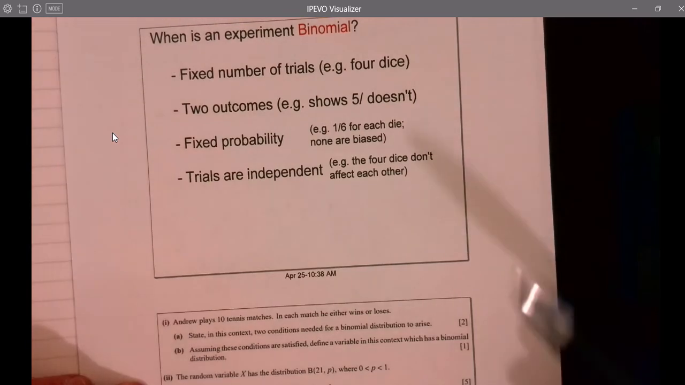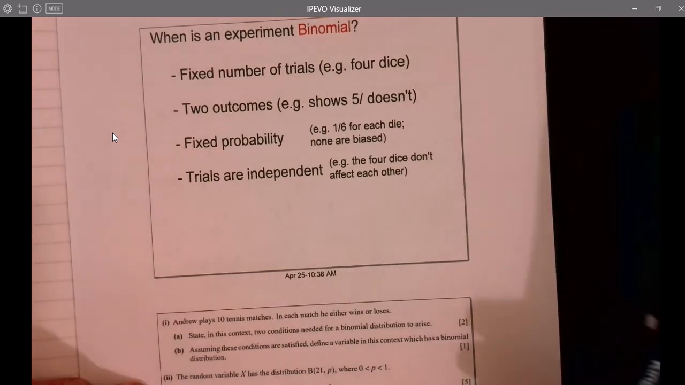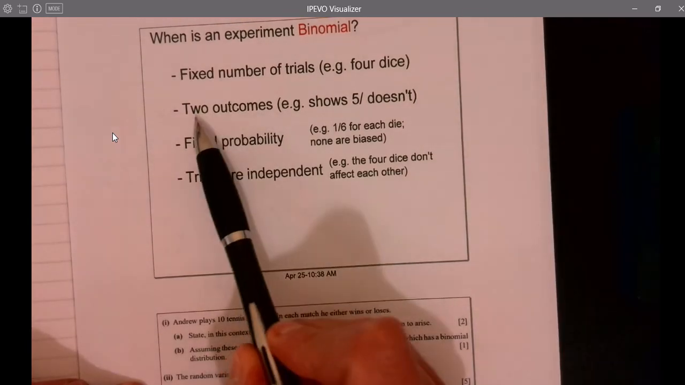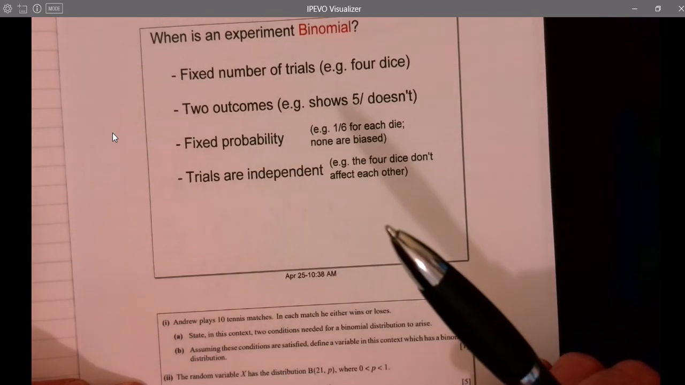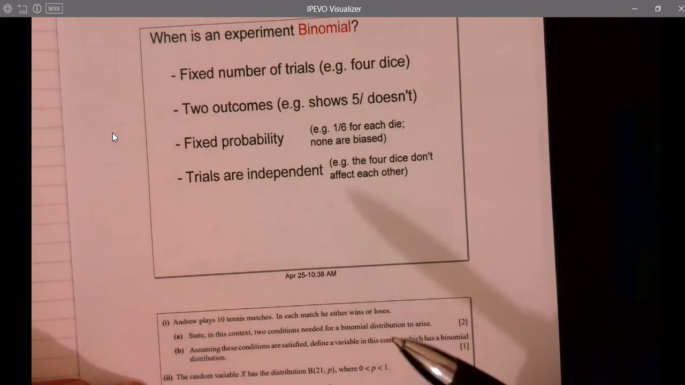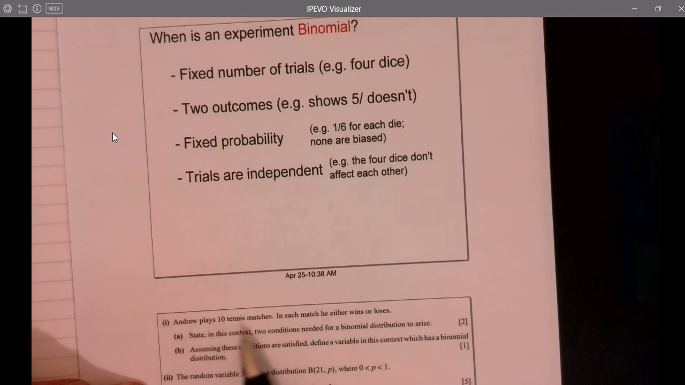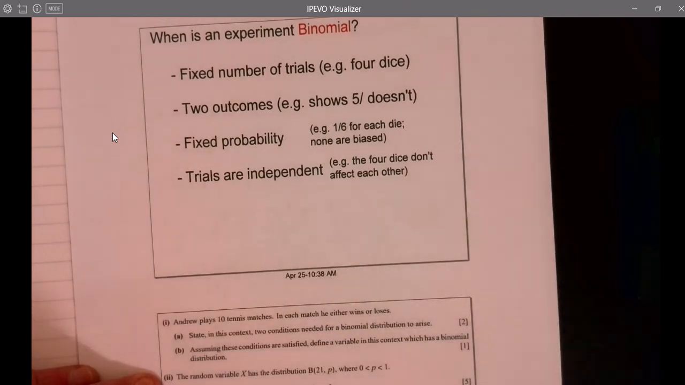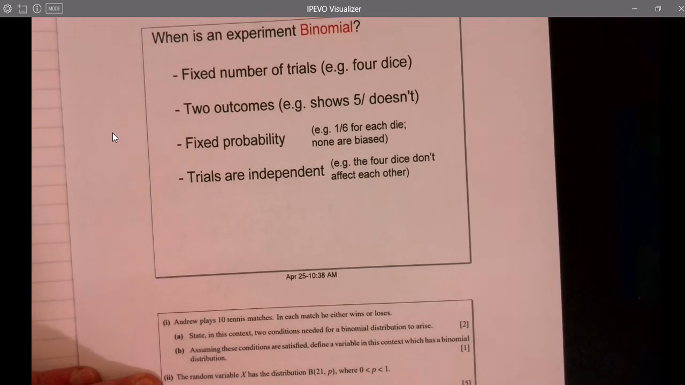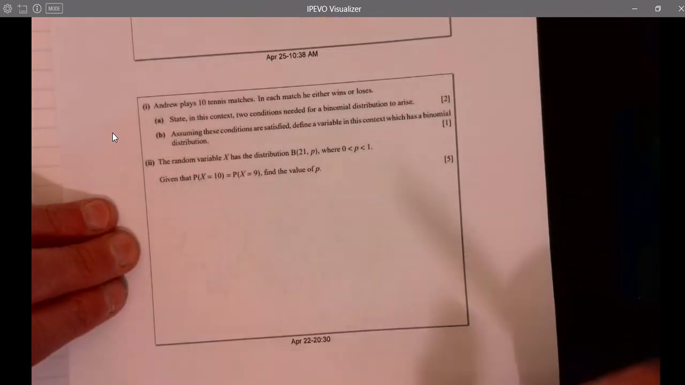And we need a second condition. It's already said about winning and losing, and we said about the probability being the same. He plays 10 tennis matches, so we could refer to him playing a fixed number, 10 games. So I can say virtually any of those things there.